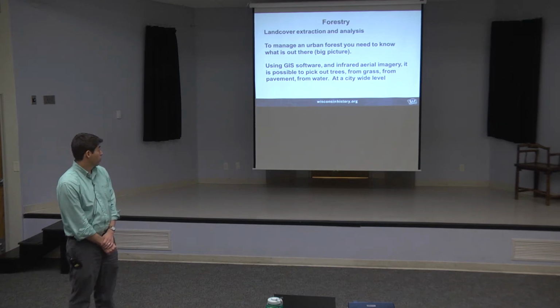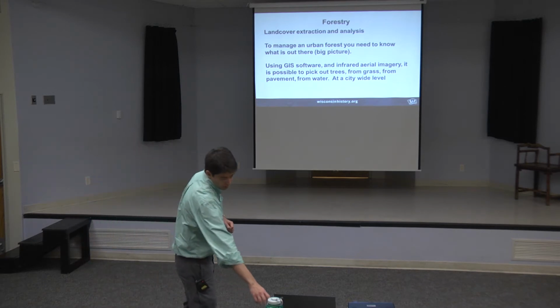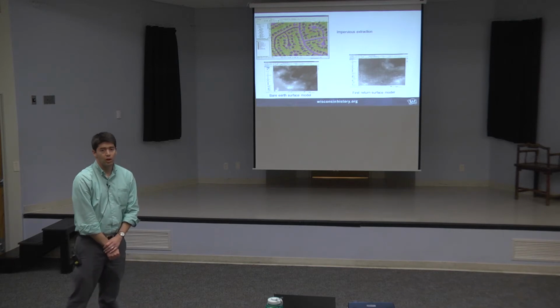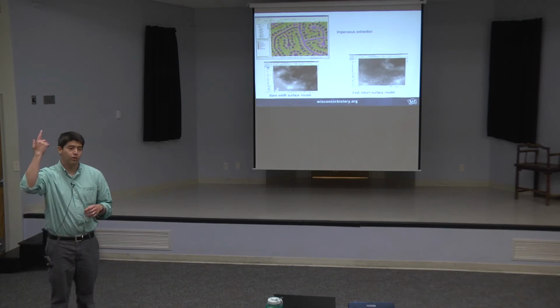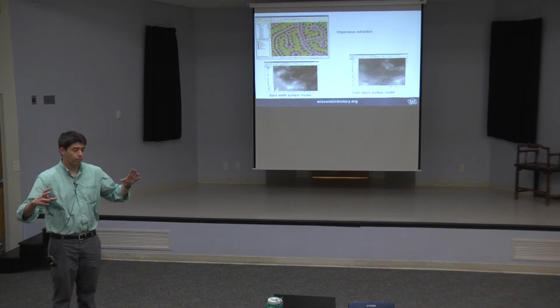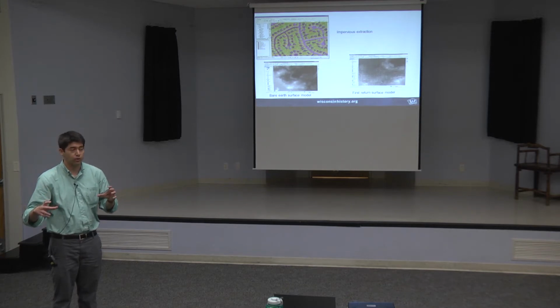So in this case, what we did was we used infrared aerial imagery and LiDAR to pick out trees from grass, from pavement, from water at a citywide level. Before with land cover models, and the DNR puts these together for the whole state, but they use satellites in orbit to do that. And the resolution is about 30-meter resolution. So those 30-meter pixels are too big to give you a whole lot of detail for a smaller area like a city.